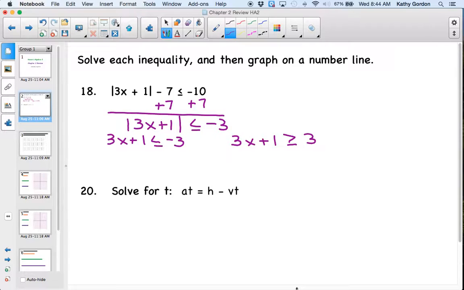Which, if we go back to this statement, makes sense that there should be no solution, because my absolute value cannot be less than or equal to something negative. Okay? So be careful for those. Watch for those extraneous solutions.